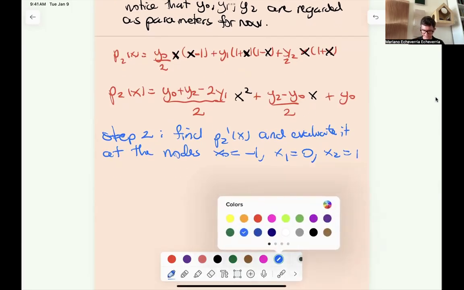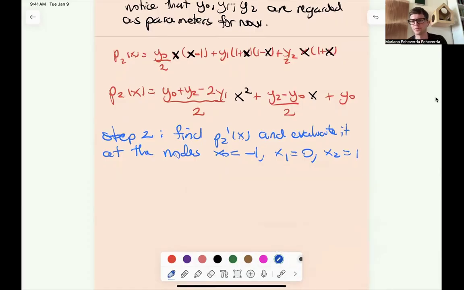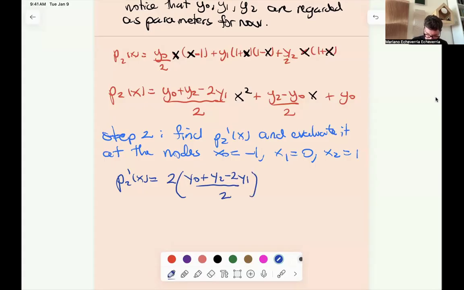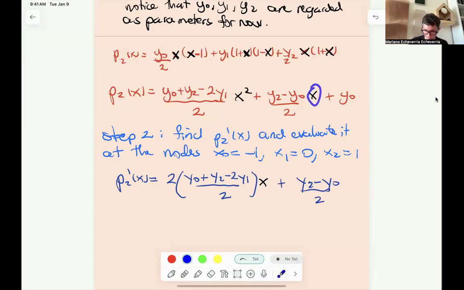So let's see. That's why I chose this polynomial, because it's not too hard to work out right now. What is the derivative of this function with respect to x? You get 2x here, so you get 2 times (y0 + y2 - 2y1)/2 times x, plus (y2 - y0)/2. The x term becomes 1, so I don't have to include it, and the derivative of a constant doesn't need to be included either. So that is the derivative of the polynomial.